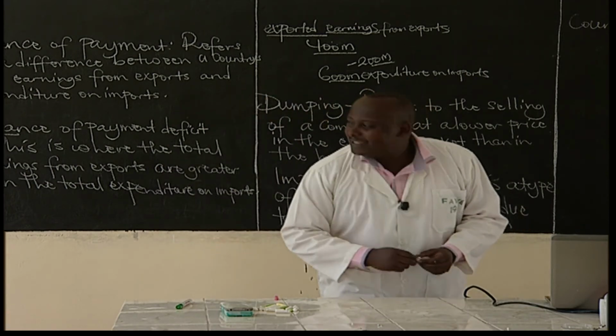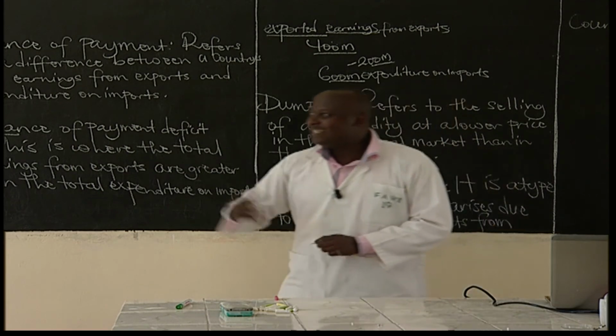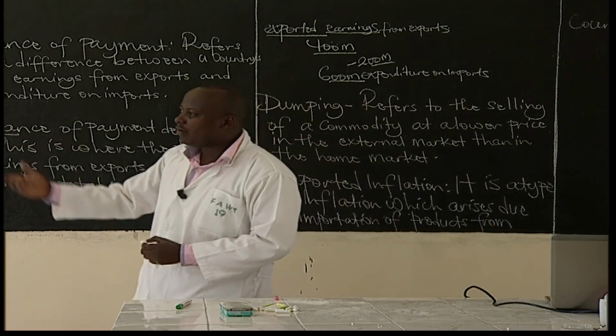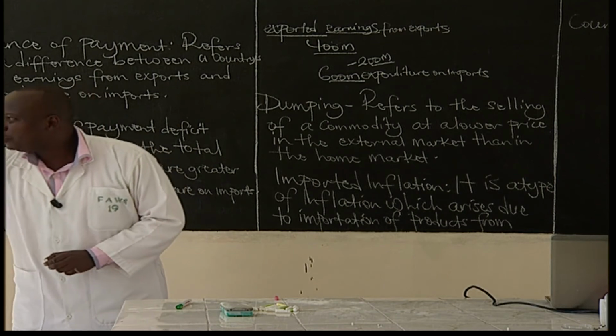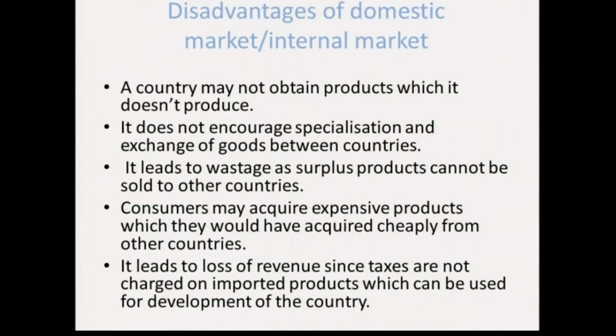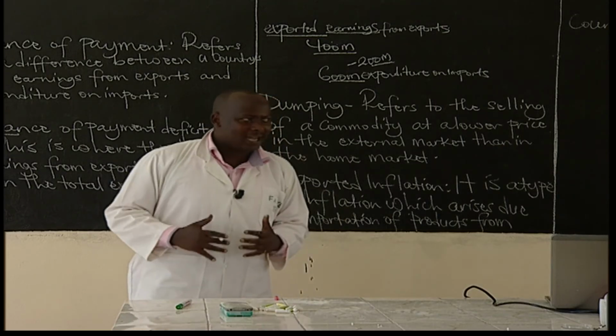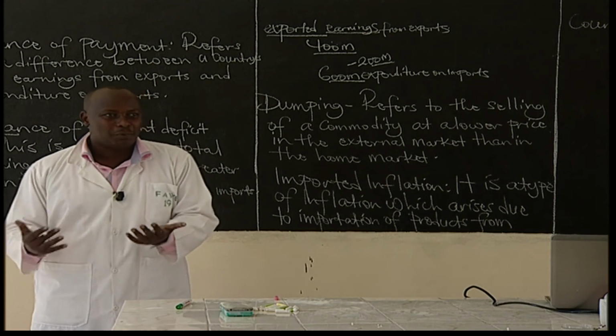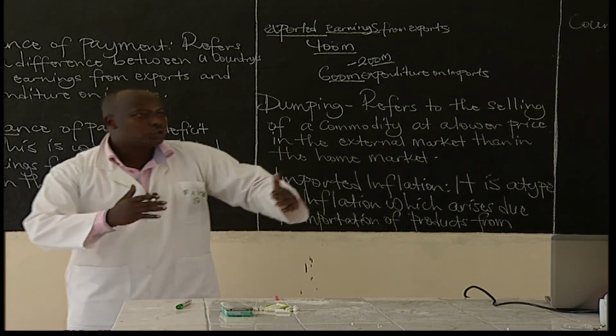The second disadvantage of an internal market is that it does not encourage specialization and exchange of goods between countries. Specialization is the concentration on one type of product or one activity that you can do better, and leaving others for other people. You choose to do one.